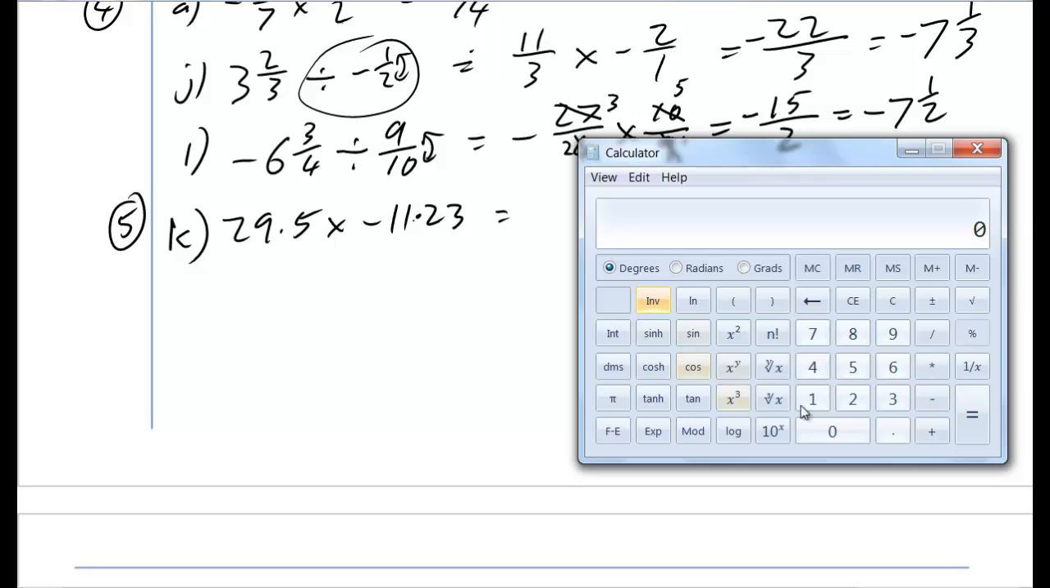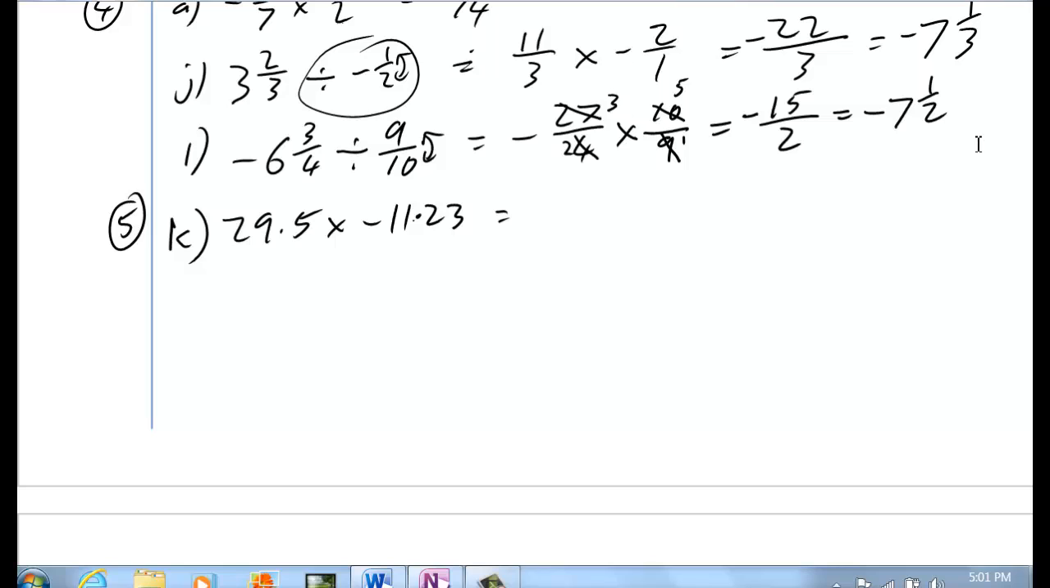So 29.5 multiplied by, now it's going to be a negative. So on this calculator, what you do is you press the plus minus button, that'll give, hang on, times negative 11.23. Hang on, I think you've got to put negative there. That's it. So you go 29.5 times 11.23, the plus minus button, and that will give you minus 331.28.